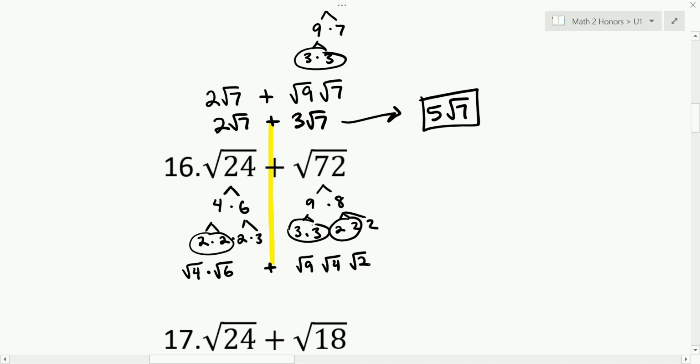We're not done yet, but will we be able to add these? Probably not going to work out, right? Because here I'm not going to be able to get rid of the root 6. Here I'm not going to be able to get rid of the root 2. So this just keeps simplifying.